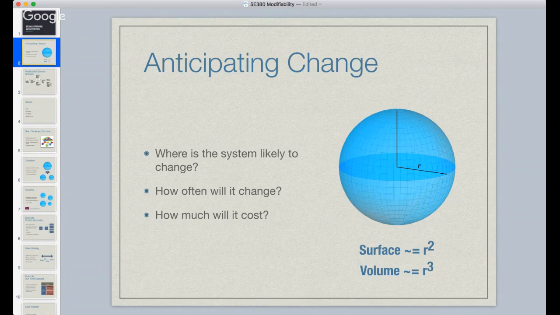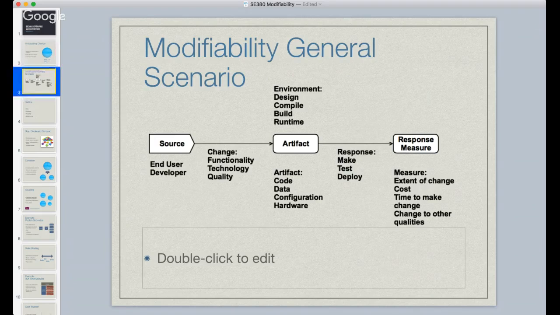Now, we have these questions which are captured in this general scenario, using this model that we're going to be using for all of the qualities, which is that in general, we have as a source of some change request, either the end user or the developer or maybe a system administrator, anybody who has the ability to influence the system.